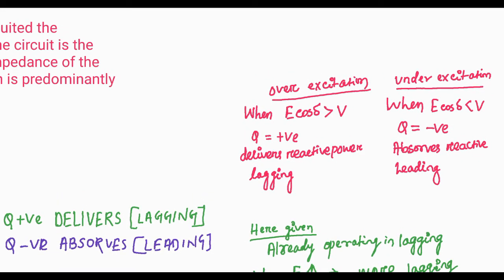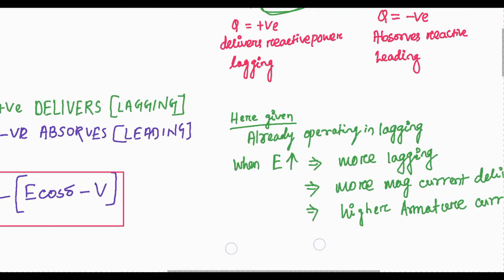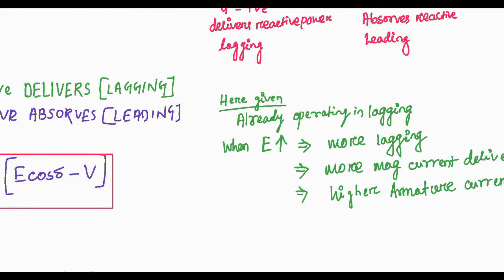So for E cos delta, that means excitation is higher. If we increase excitation, E cos delta will increase, will be greater than V, and Q will be positive, and that means it will deliver reactive power, and this will be lagging load. And under excitation means when E cos delta will be smaller than V and Q will be negative, it will absorb reactive power, and this is the leading condition. In this question it is given that already this is operating in lagging condition.